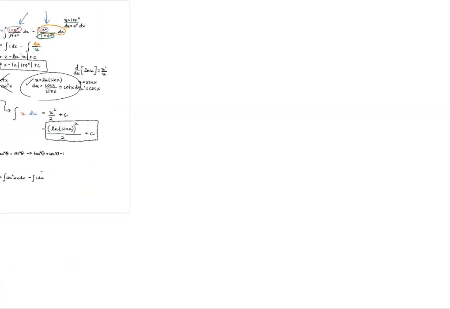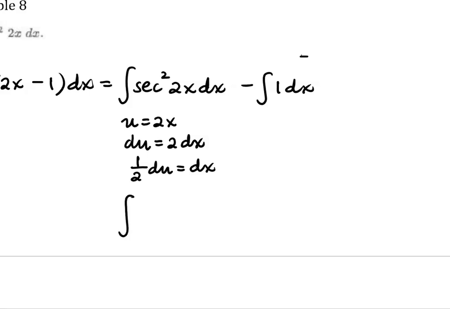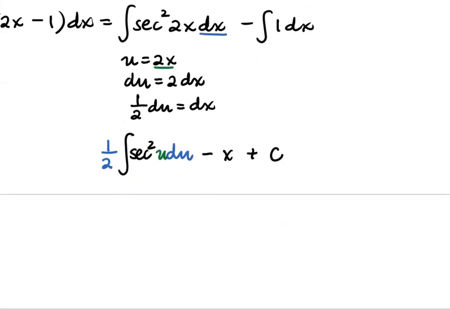So I'm going to do a u substitution, and I'm going to let u be equal to 2x to then get that du is 2 dx to then get that 1/2 du is dx. So in my integral, I'm replacing this dx with a 1/2 du, and then I still have secant squared, but I don't have 2x, I just have u. And for that last integral, the integral of 1 is just x, and then I'll go ahead and add my plus c.